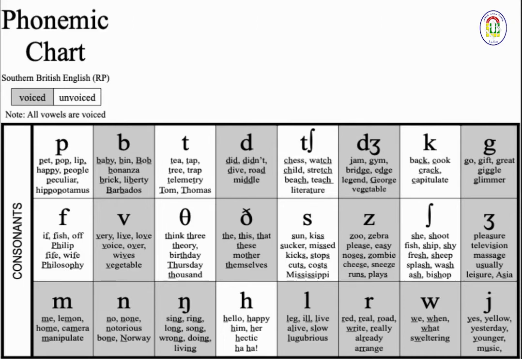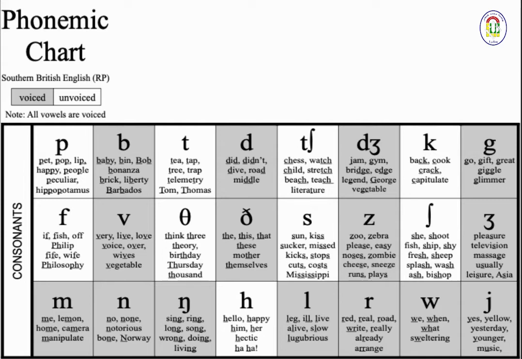In the following phonemic chart, we have a summary of all the consonants that we have introduced in this course, which are part of South British English or RP. These shaded boxes stand for voiced consonants, that is, the consonants that are produced with a vibration in the vocal cords. And the white colored boxes stand for the unvoiced or voiceless consonants that are produced without vibration in the vocal cords. You must bear in mind that all vowels are voiced.